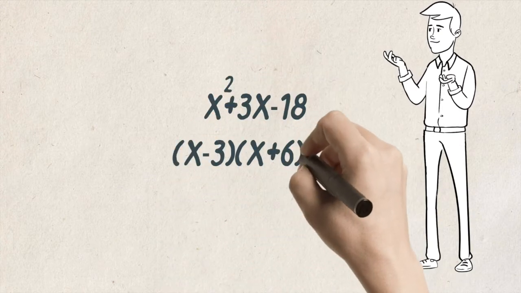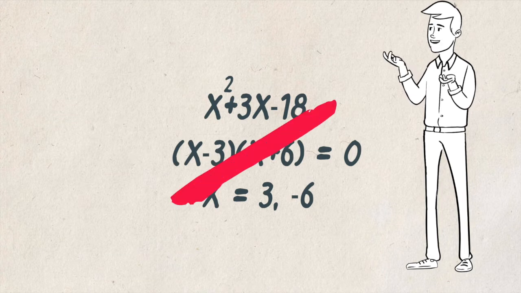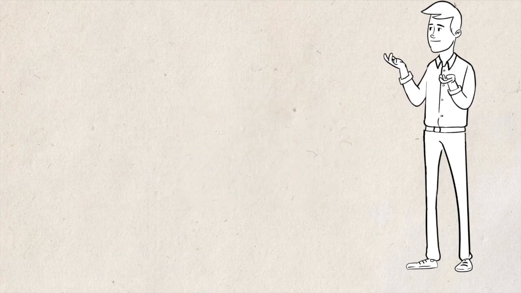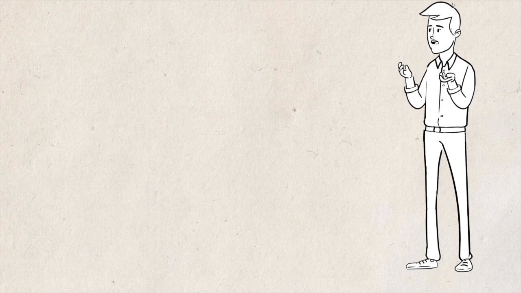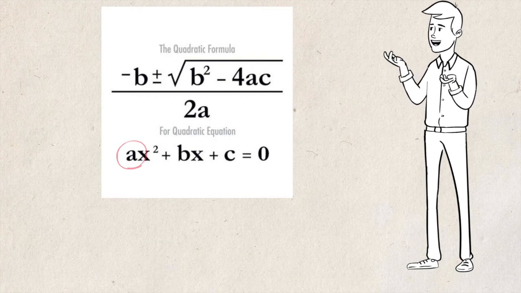To solve for x, or the x-intercept, we usually factor the quadratic equation into brackets multiplying together, but sometimes the equation cannot be factored. So, to solve that equation, we need to use the quadratic formula, which is negative b plus or minus the square root of b squared minus 4ac, all over 2a. A is the coefficient, or number in front of the x squared term. B is the coefficient of the x term, and c is the constant.